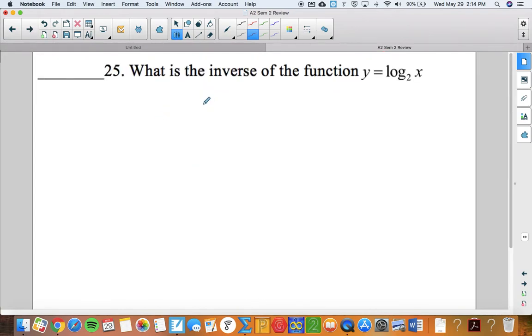What is the inverse function of log base 2 of x? So the first thing I like to do is change to exponential form. So my base is 2. My power is y. And if you like to write the equals y over there instead, that's good. So the base is 2, the power is whatever's over here, and the answer to that is whatever this is.